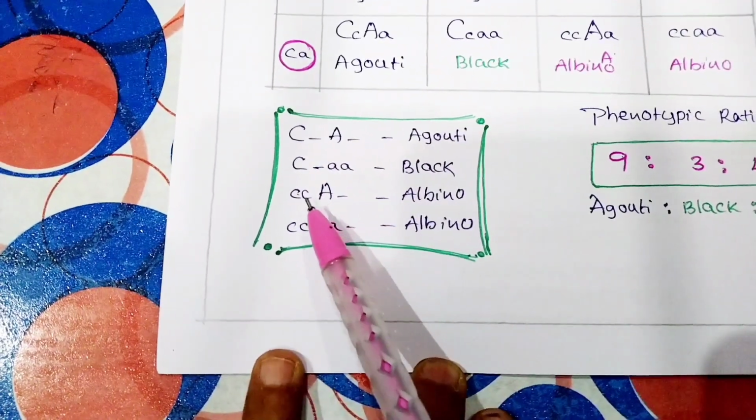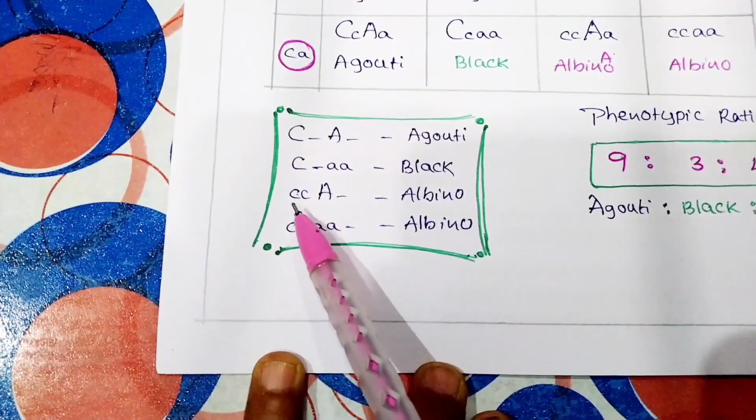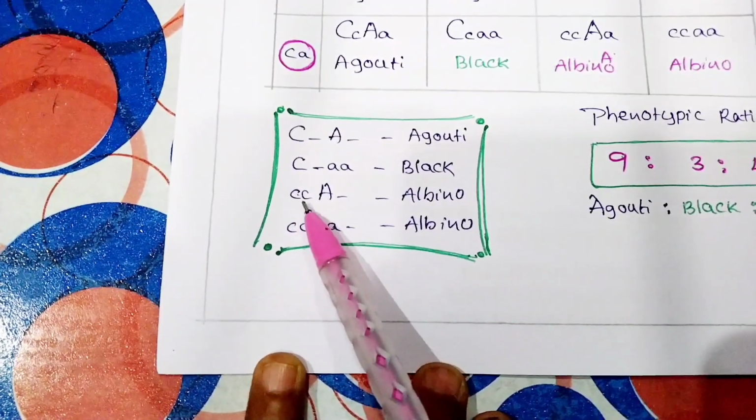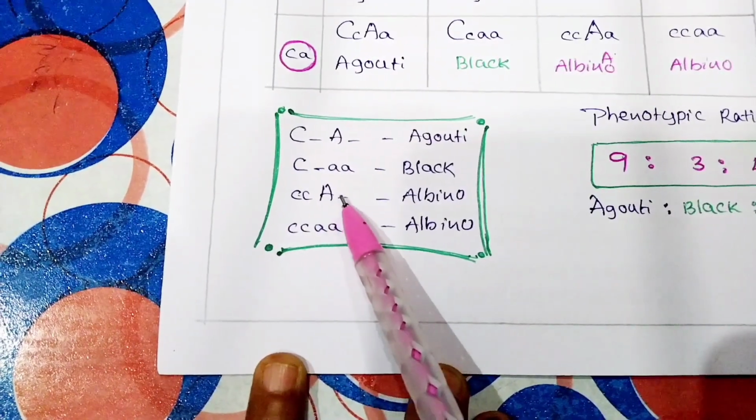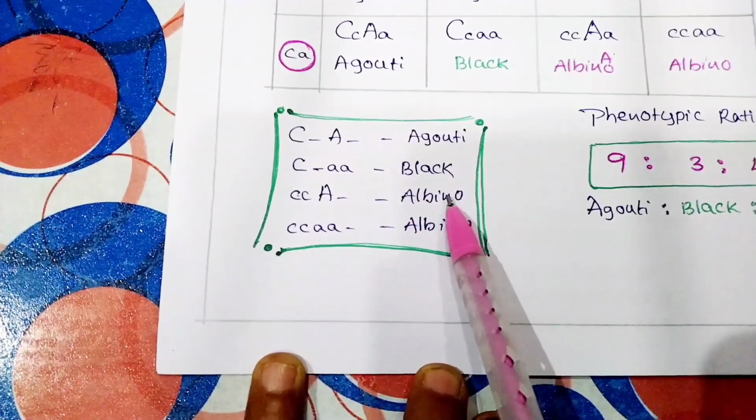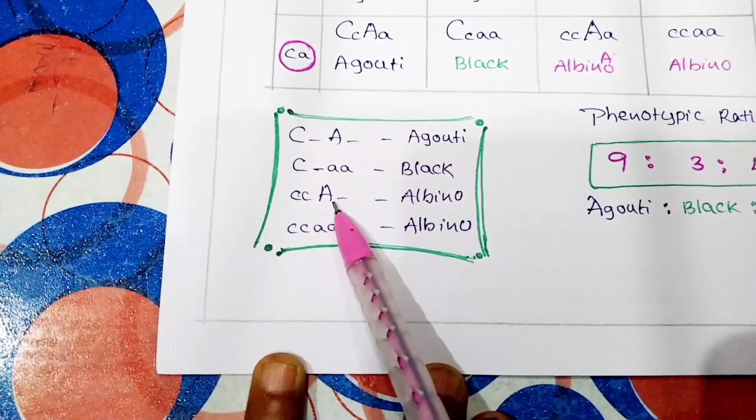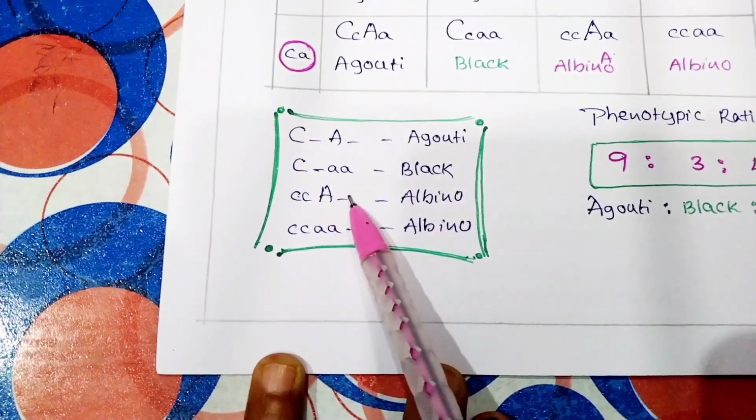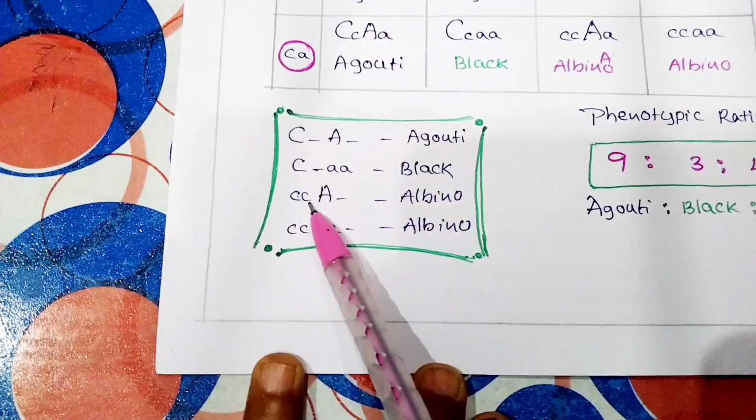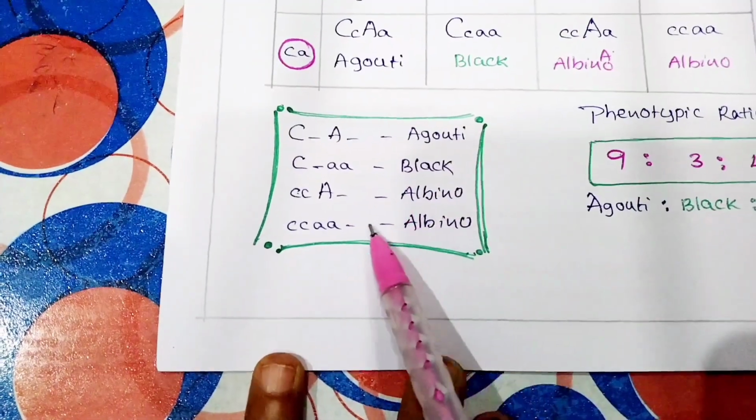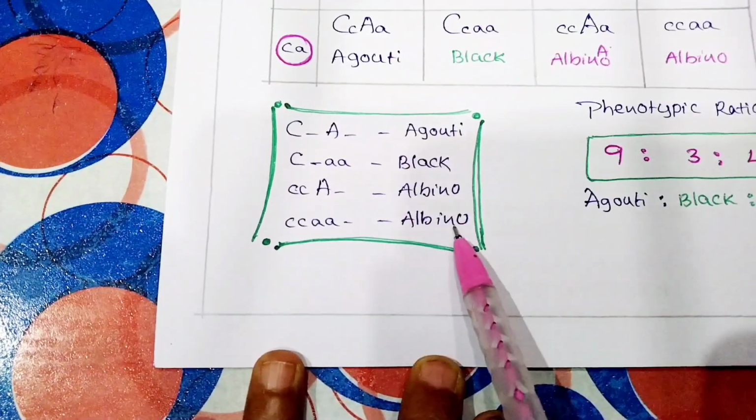Let's see the third situation. There are two recessive genes, small c present with capital A or capital A small a. It results in the formation of albino coat color because A is not able to show any kind of expression. There is no capital C, that's why small c always produces albino color. The fourth situation, small c, small a, always produces albino color.